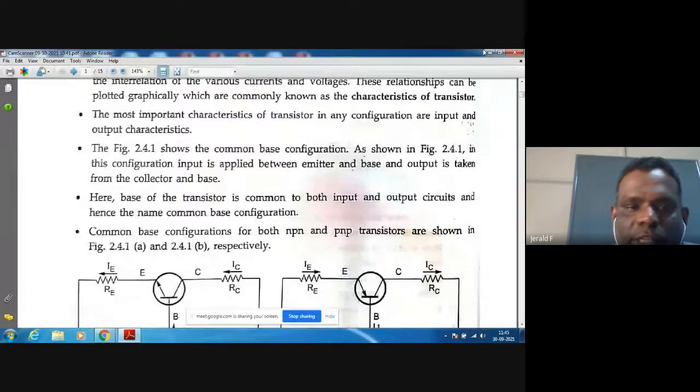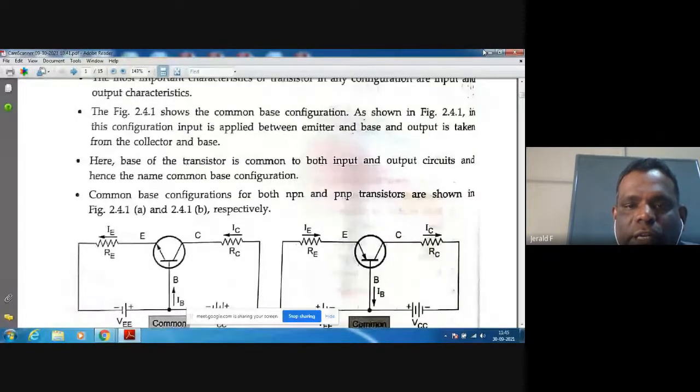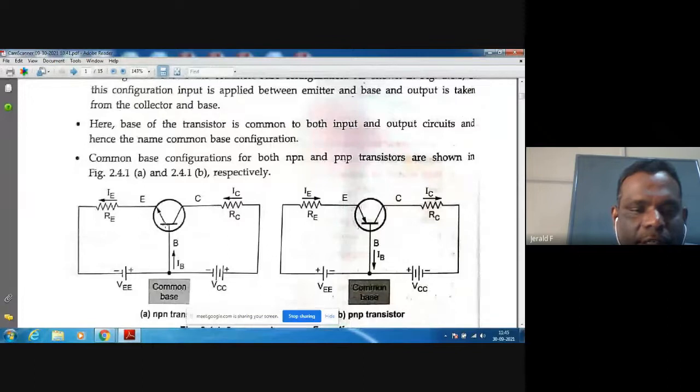Next, the basic configuration of the common base. The input is applied to the emitter base side and the output is taken from the collector base side. We apply two sources: VE is the input side, and VCC is the output side. The left hand side is the input side and the right hand side is the output side. The emitter base junction is the input, and the collector base junction is the output, for both NPN as well as PNP.